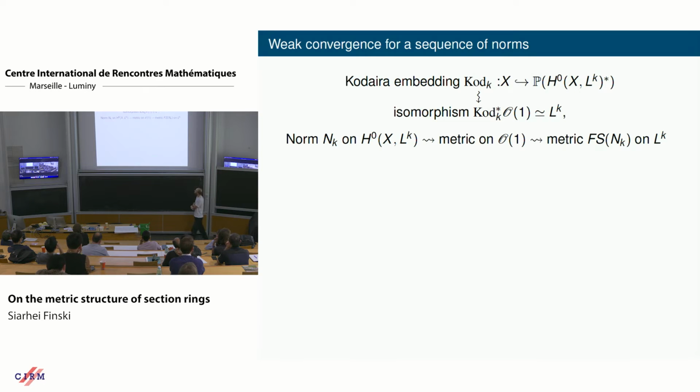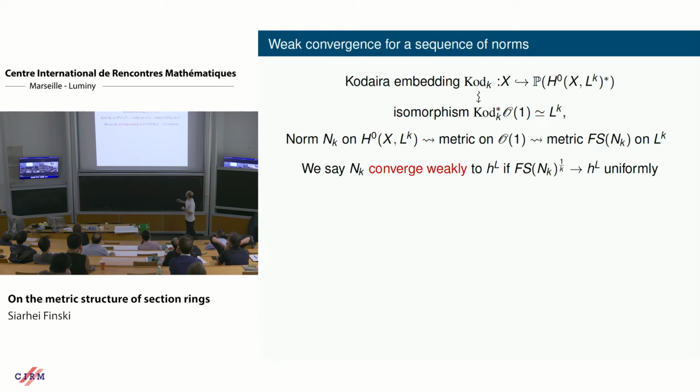And so if I fix a norm on the cohomology, it will induce a metric on the canonical line bundle over the projectivization of the projective space. And this norm, by this isomorphism, will induce a metric on the tensor power of my line bundle. And I will say that a sequence of norms converges weakly if the associated sequence of metrics on the line bundles converges uniformly to a fixed metric. Okay. That gives you the weak convergence.